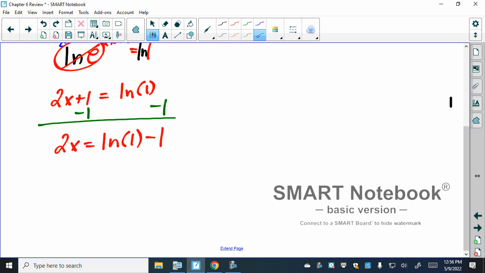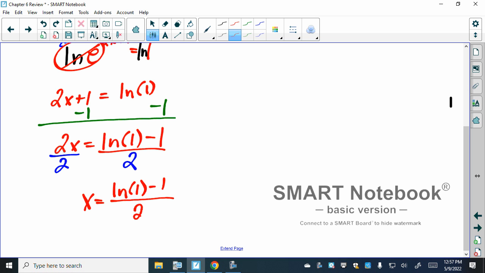And then we would divide both sides by 2, telling us x is equal to the natural log of 1 minus 1 over 2. And if we type that in, we will get negative 1/2.